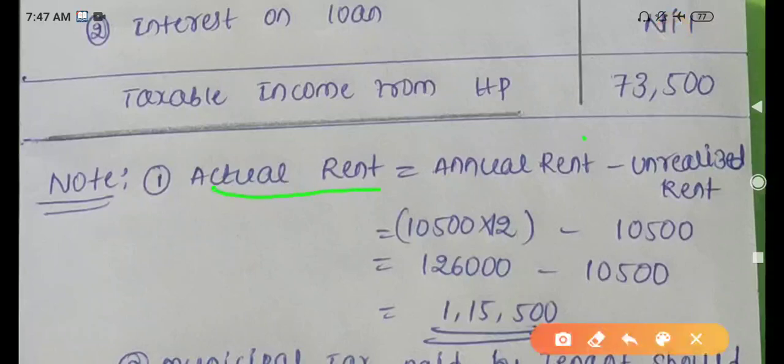Actual rent is equal to annual rent minus unrealized rent, minus, if any cost of common facilities is given in the question, you need to deduct that amount also.